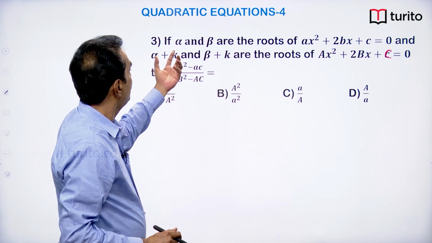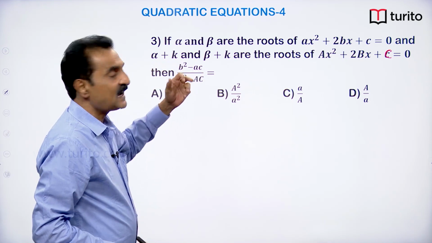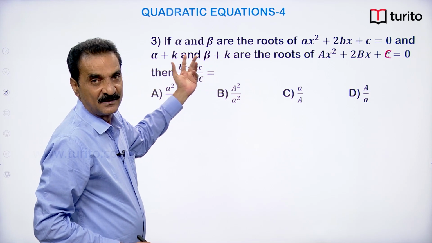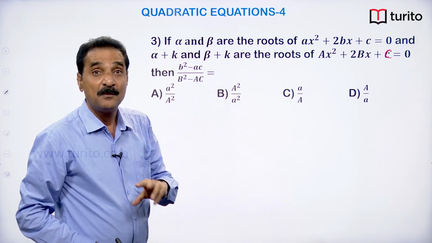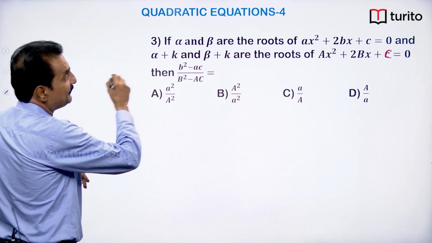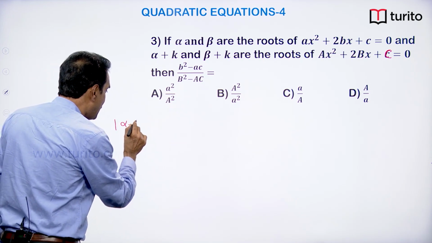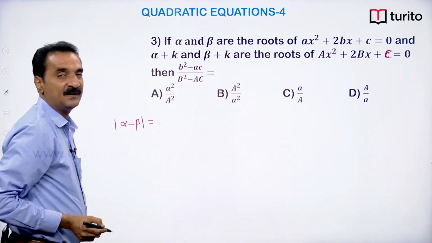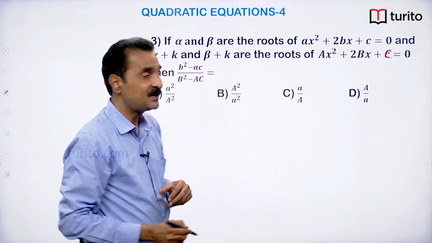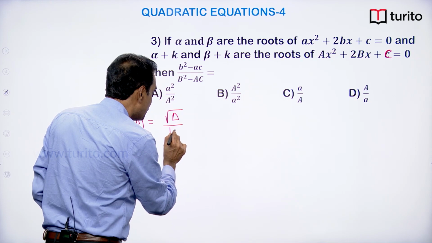First, you notice that k is added to each root. If k is added to each root, the roots are alpha plus k, beta plus k, then the sum will change, product will change, but difference of the roots will not change, is it not? So, let us take difference of the roots in both the equations and equate them. Mod alpha minus beta is equal to, what is that formula for difference of the roots in any quadratic equation? We have to take the formula mod root delta by mod of a.